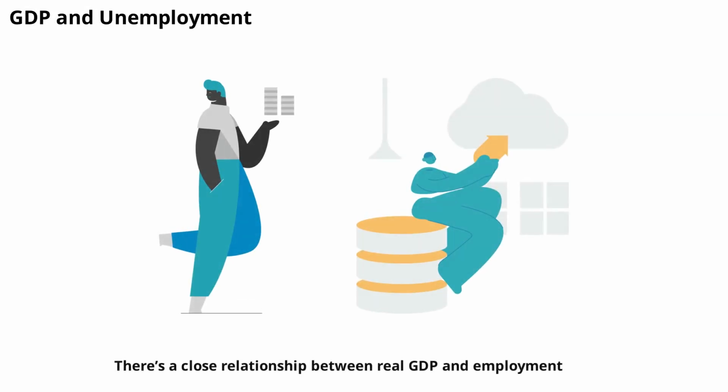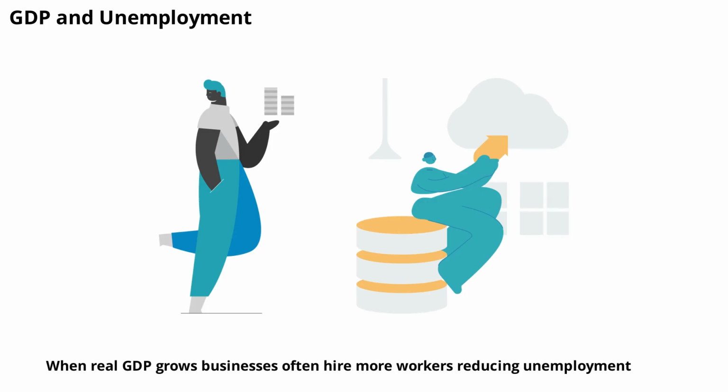There's a close relationship between real GDP and employment. When real GDP grows, businesses often hire more workers, reducing unemployment. However, if nominal GDP rises only due to inflation, job growth may not follow. That's why real GDP is a better indicator for labor market trends.